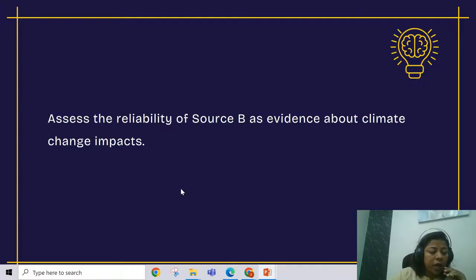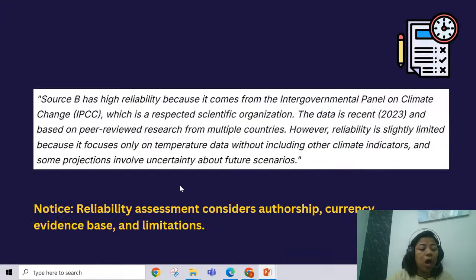So let me share the question, how it is asked in the paper. Assess the reliability of source B as evidence about climate change impacts. Okay, so now you have to identify what is the reliability of the source. Assess means you have to list down the reliability of source B as an evidence about climate change impact. So how reliable is source B? You have to list down all the parts.